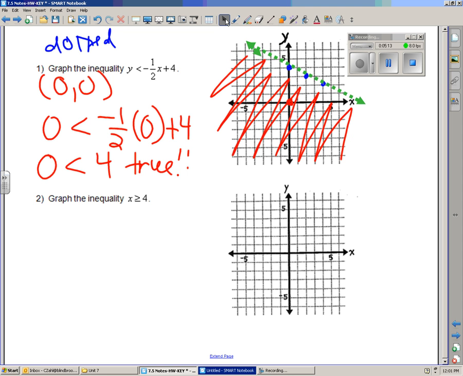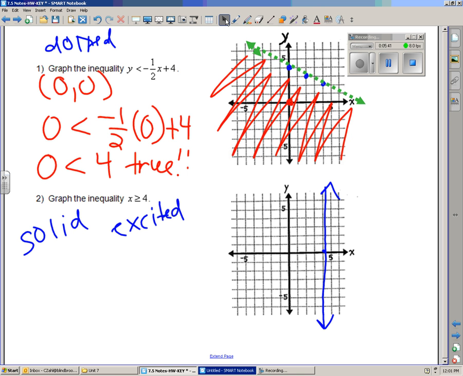Let's try the next one. This next one has a greater than or equal to. That means that we're going to have a solid line. Well, x greater than or equal to 4 is a vertical line that runs through the 4 on the x-axis. So I extend the line all the way across. Now I have two sides of this line. I've got a left side and I've got a right side.